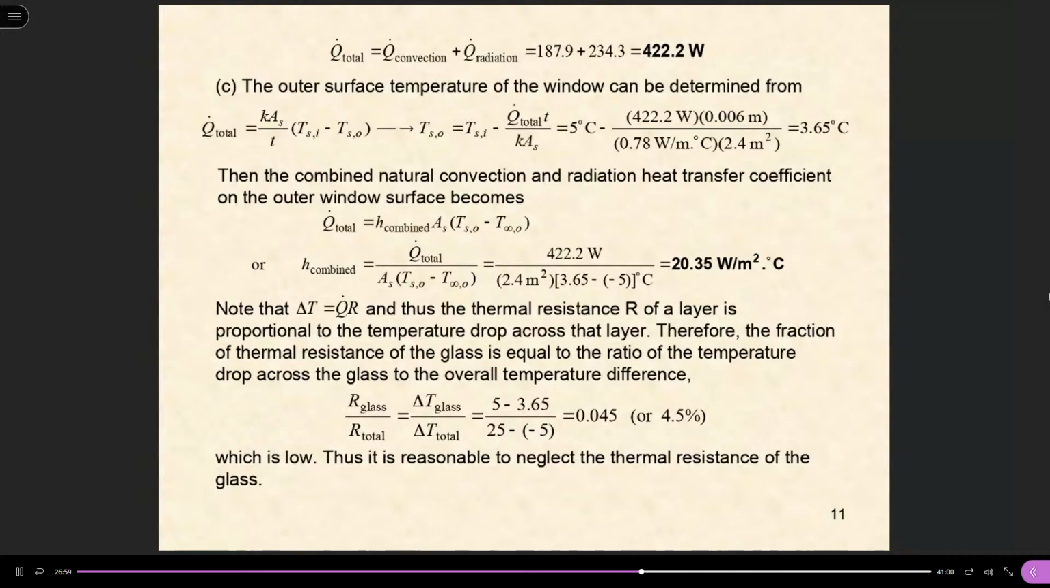And then you can calculate the total. You can determine the outside surface temperature of the window by using the conduction equation here. This is the conduction through the window glass. Because we know the interior surface, which is 5, and now we want to find the external surface temperature, we use the conduction equation for the window, which happened to be 3.65.